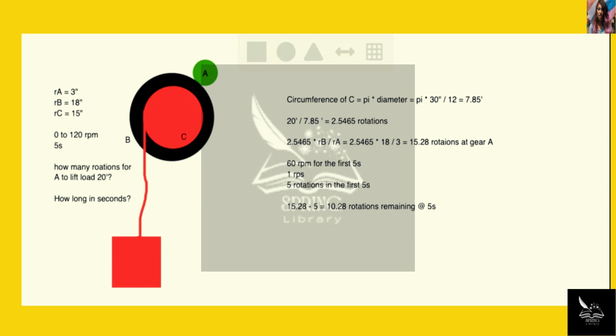So now that we're at full speed at 120 RPM and we're running at a constant from there, we're going to look at that for the remaining 10.28 rotations. 120 RPM equals 2 rotations per second. 10.28 rotations divided by 2 rotations per second is going to equal 5.14 seconds. So we take our 5 seconds initially plus our 5.14 seconds, and we get 10.14 total seconds to move the load 20 feet. And that does it for this problem.